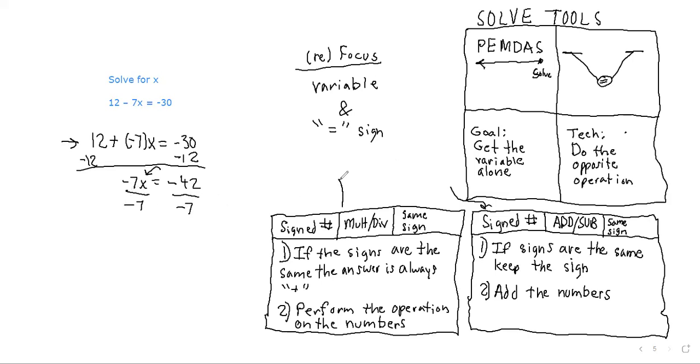by signed numbers. So we're going to use this card here, right? The first step is if the signs are the same, the answer is always positive. We know that we're dividing numbers with the same signs here, so our answer is going to be positive. And then the second step is perform the operation on the numbers. So 7 divided by 7 is 1, which gives us a positive 1x, which is just x, equals, and then we have the division of signed numbers on the other side. We do the same thing. If the signs are the same, the answer is positive, and then we perform the operation on the numbers, which is 42 divided by 7, which gives us 6. And therefore, our answer is positive 6.